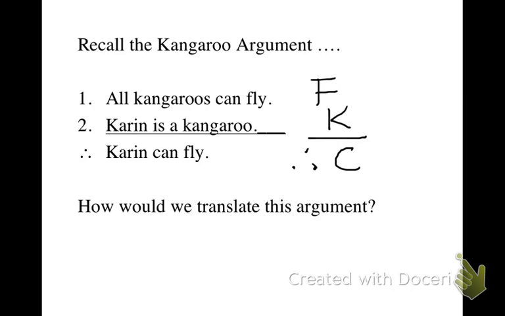The fact that the first premise is talking about kangaroos, about all kangaroos, and the second premise is talking about a specific kangaroo, and then making other conclusions about that specific kangaroo on that basis. So we need predicate logic in order to get at the structure of this argument.